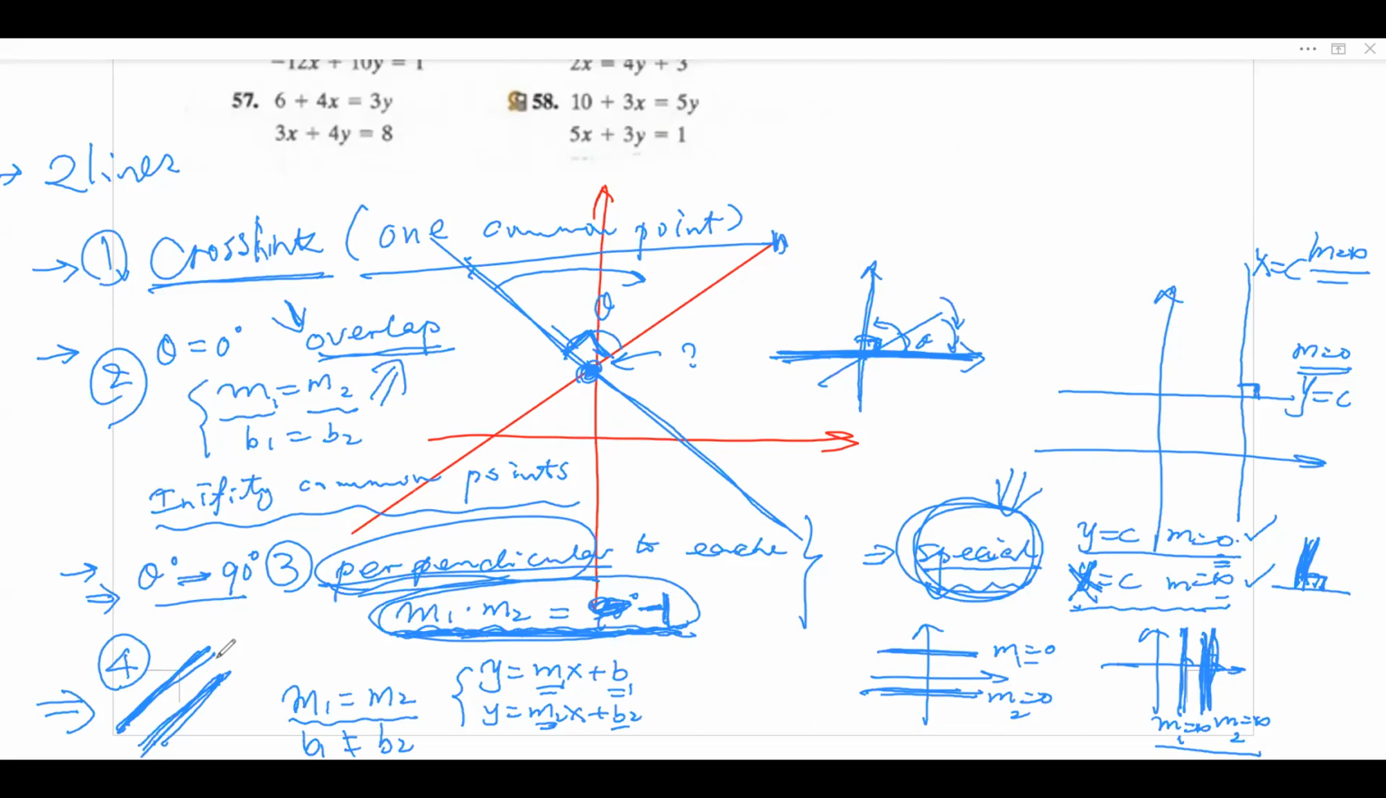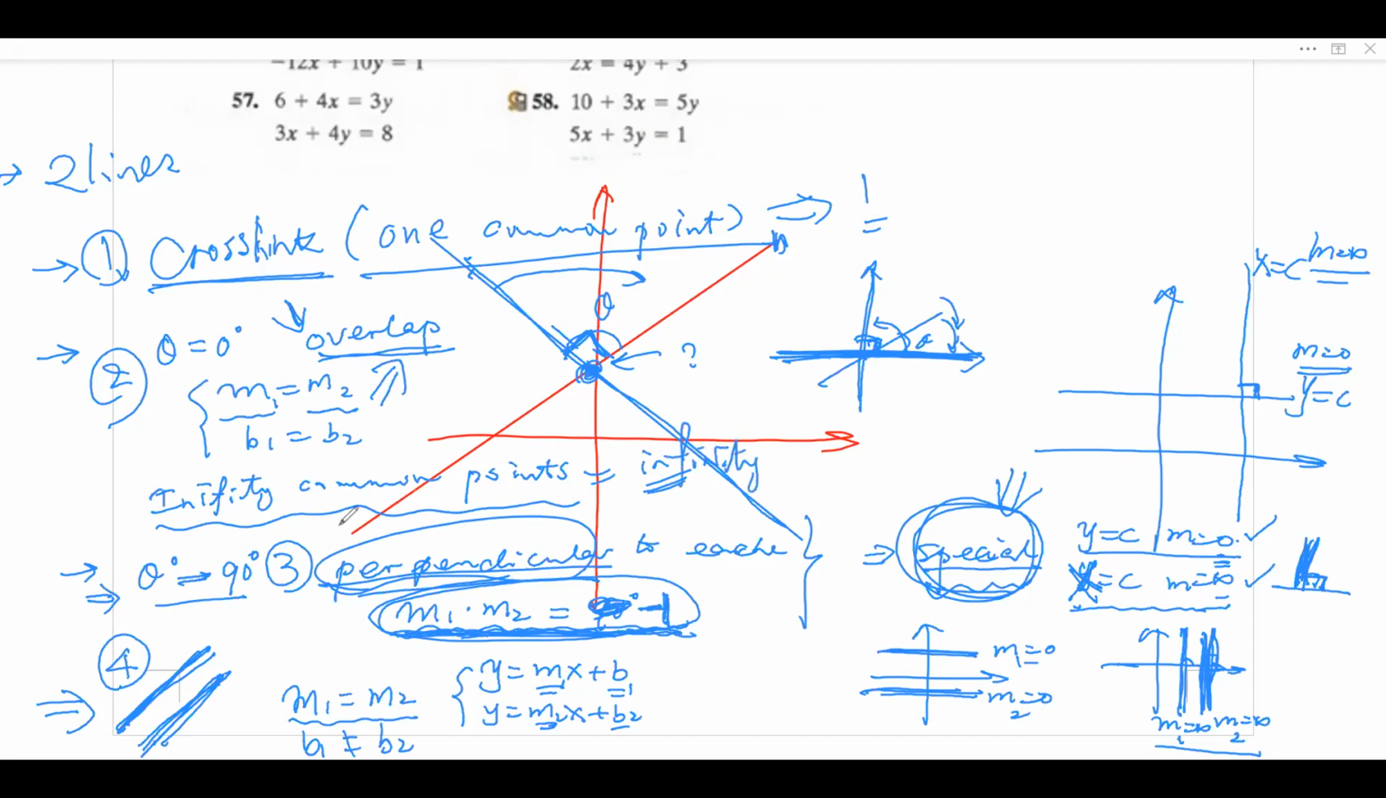All right. Since all pairs of linear lines belong to these categories, when they cross, they have one common point, which means they have one solution. When they overlap, they have many common points, so there are infinitely many solutions.